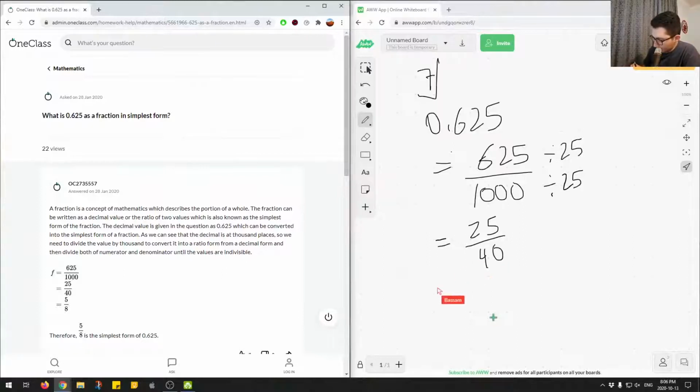And then you can divide this by 5 again. So we'll divide top and bottom by 5. So 25 divided by 5 is 5, and 40 divided by 5 is 8. And now we can see that the numerator and denominator don't have any more numbers that are divisible by both. Therefore, we've obtained the fraction for 0.625 in its simplest form.